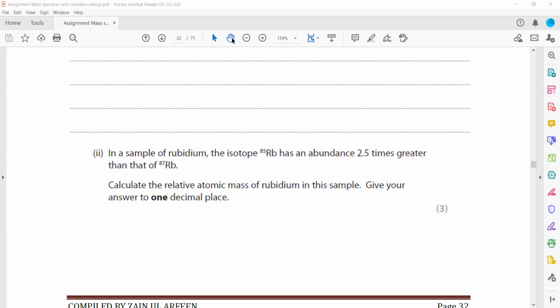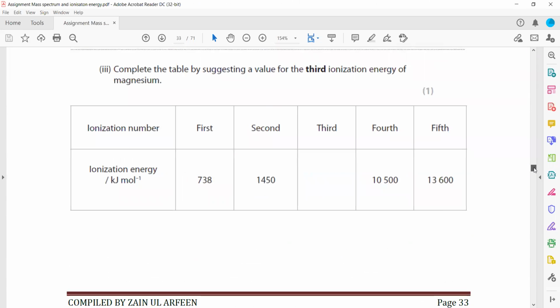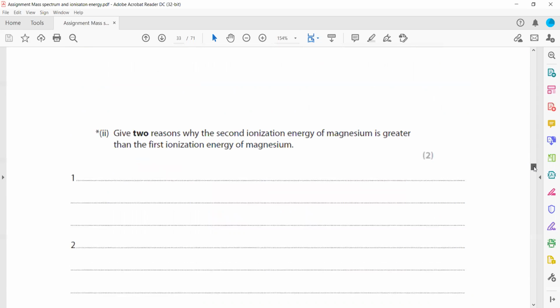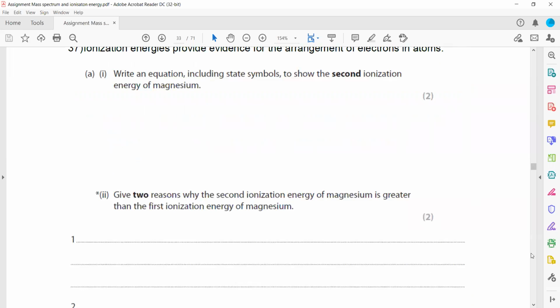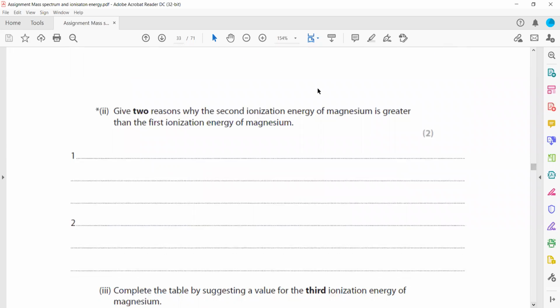So this was 36C, then 37A is there, 37A2. Give two reasons why the second ionization of magnesium is greater than the first ionization of magnesium.